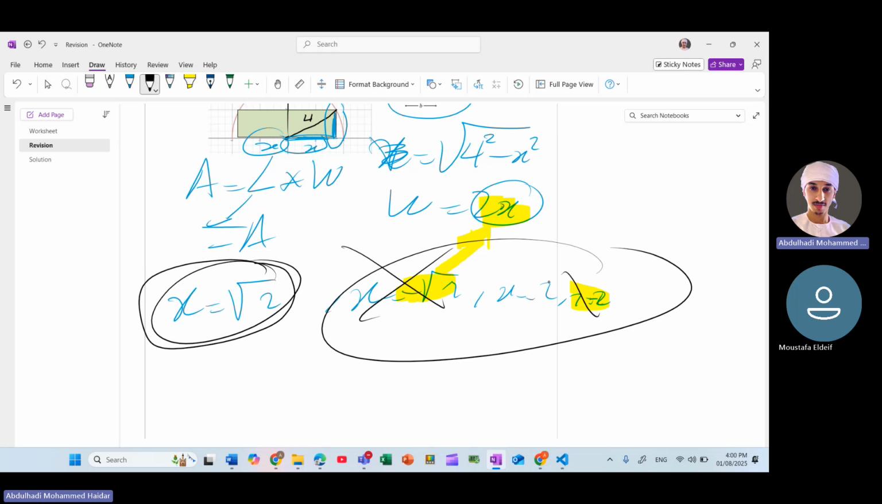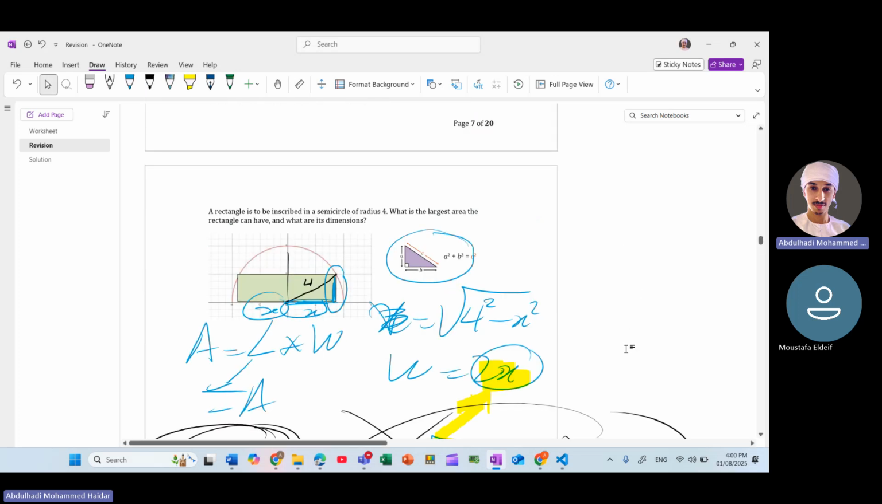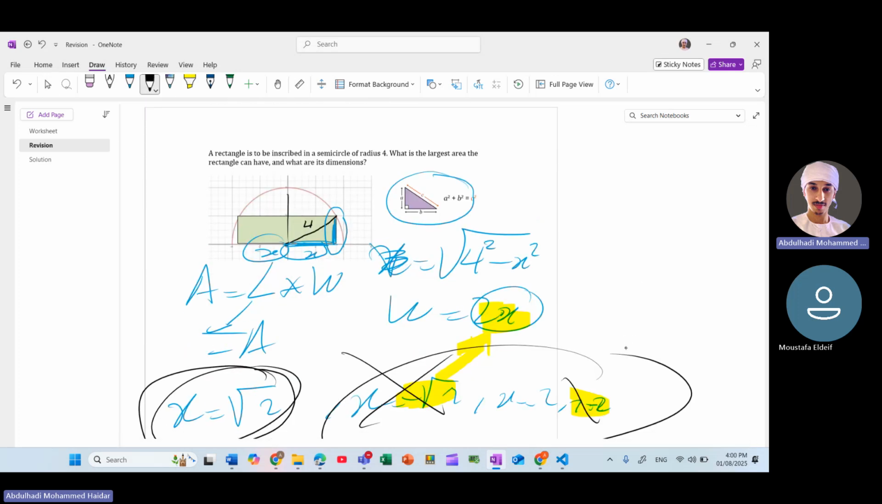So this is the x. And at the end, he asked us to find the dimensions, which are the length and width. That's easy, just substitute in the formula, and that's it.